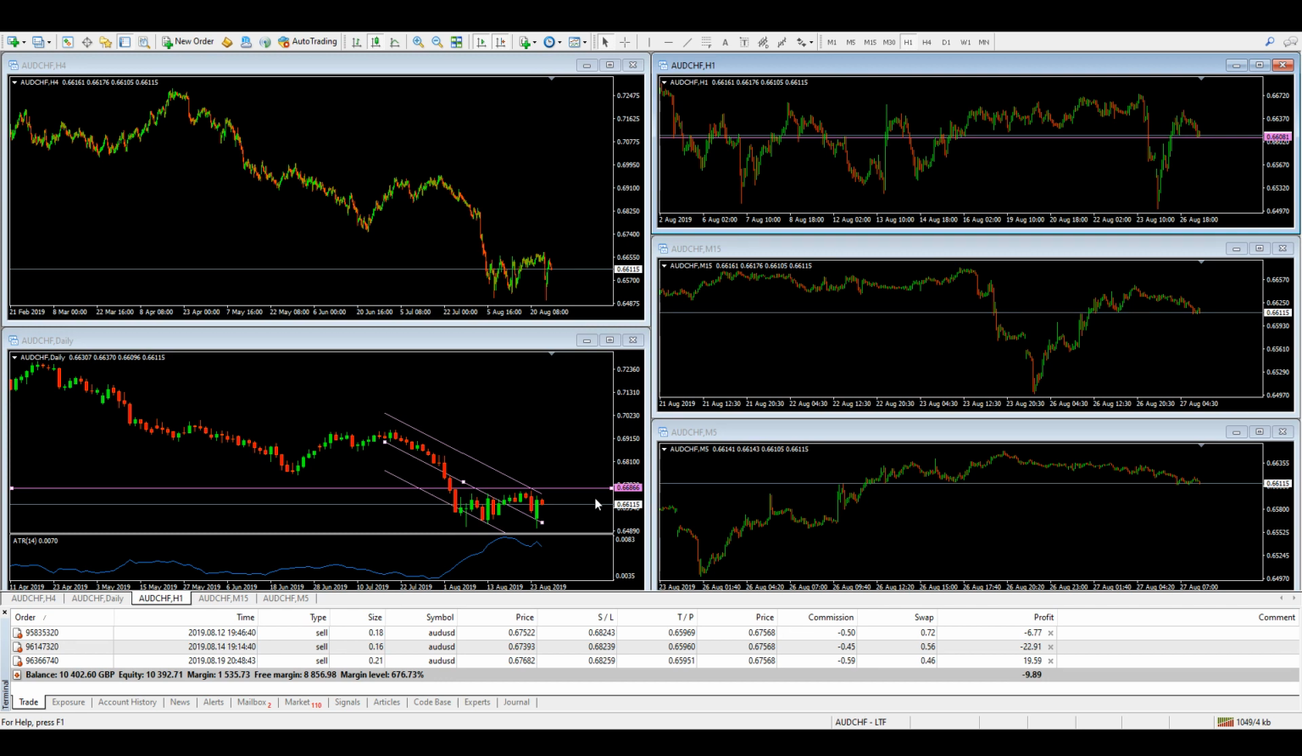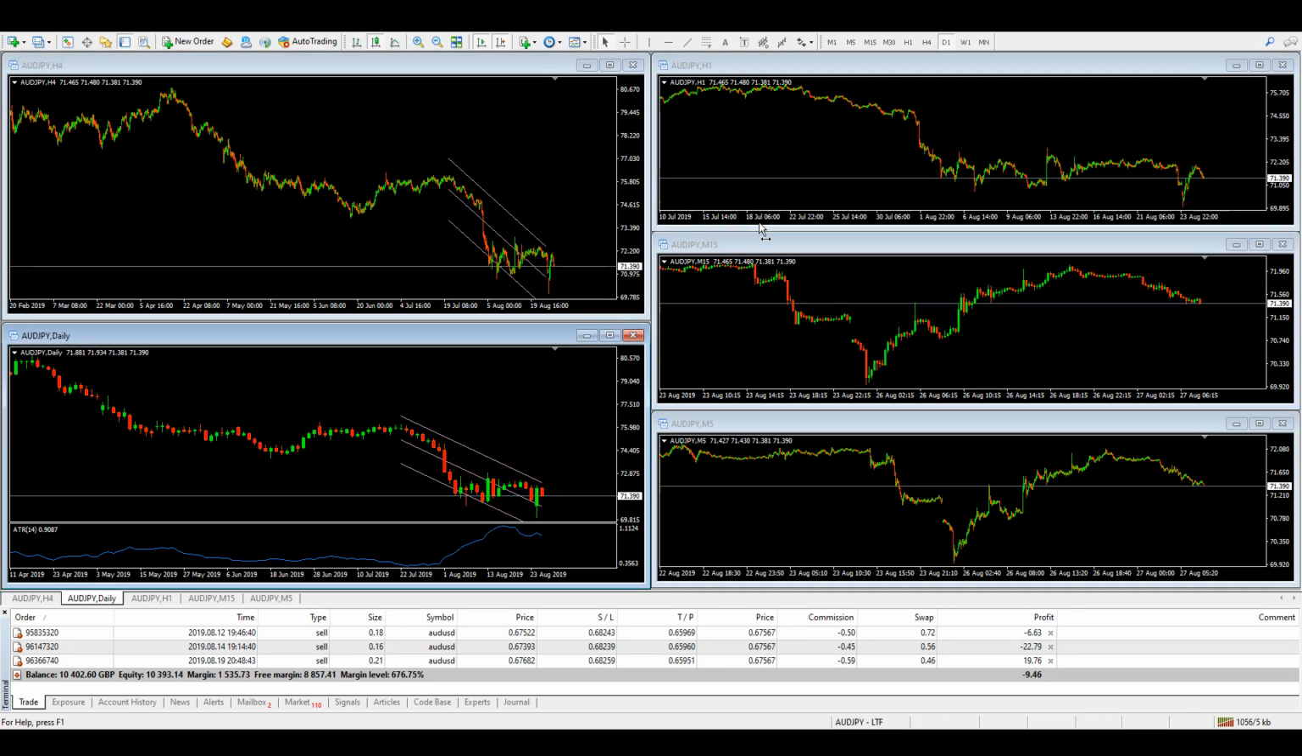So this would be one I'd pass on, in fact. Let's just see what else there is. Again, AUDJPY, very similar thing. This area of resistance that we saw in the pullback, and the price is up near its upper edge.